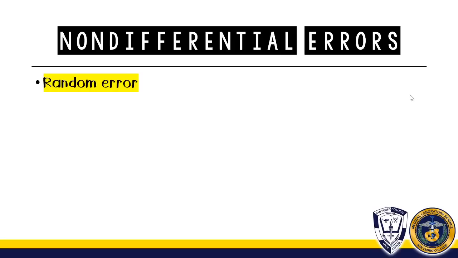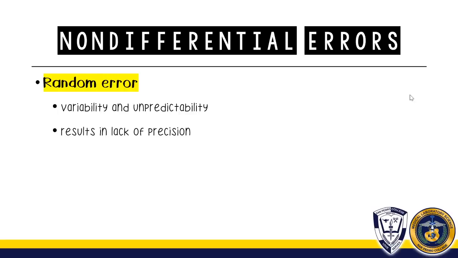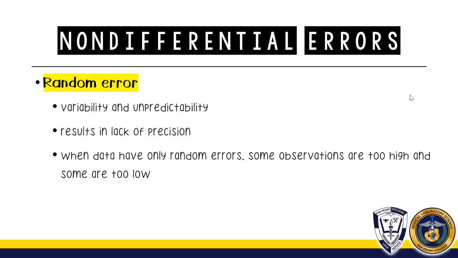So how about your non-differential error? So unsang example ani, that is your random error. Random error has been discussed also in your previous topic. Di ba, again, random error is a variability, and it is variable and it is unpredictable. Pwede na kalit-kalit mag-appear sa atuang system or sa atuang data. And random error actually lacks in precision. And when your data have only random errors, some observations are too high and some are too low.